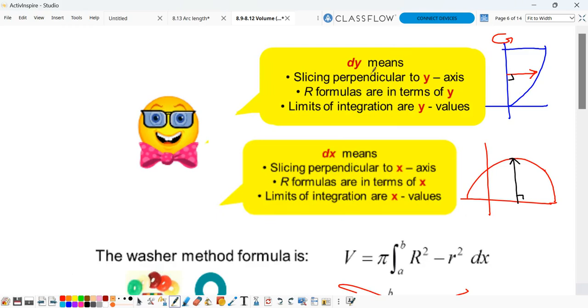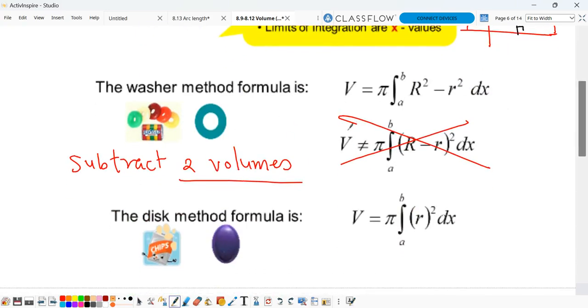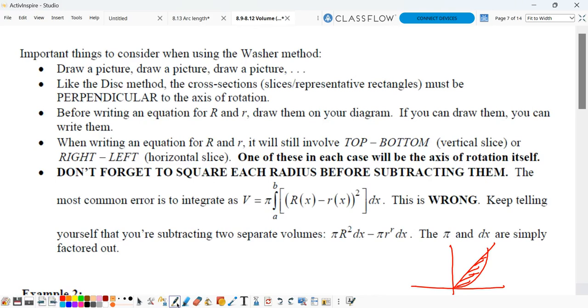So quick recap one more time. dy means everything in terms of y: limits of integration in y, formula in y. dx means slicing perpendicular to the x-axis, everything in terms of x. You always subtract two volumes, never subtract the two radii. We are going to look at a few more examples, and this is repeated information. Draw a picture, show the perpendicular big R and small r, and show the setup. You are not subtracting two radii, you are subtracting two volumes.